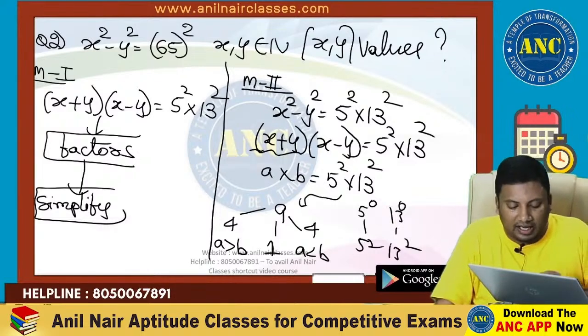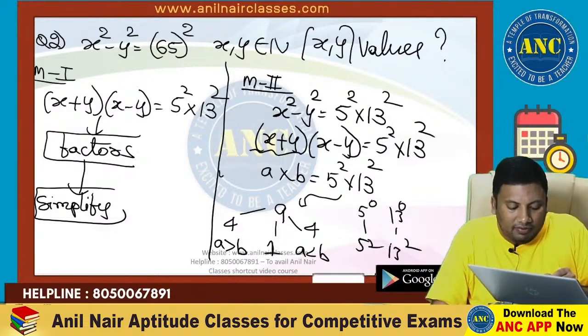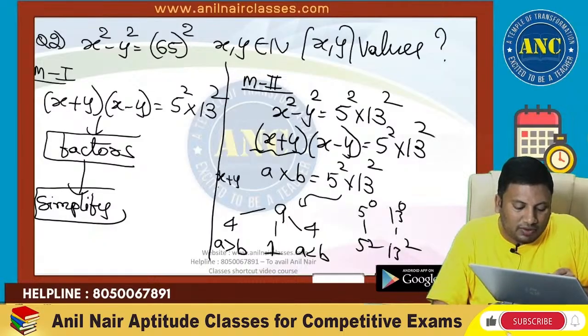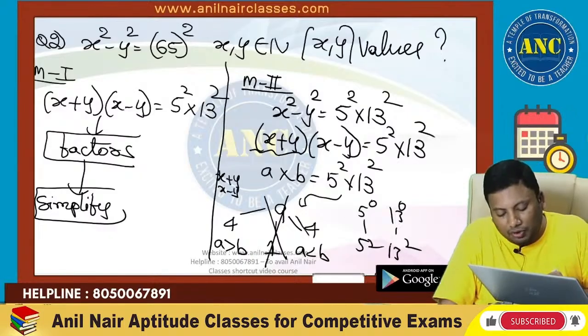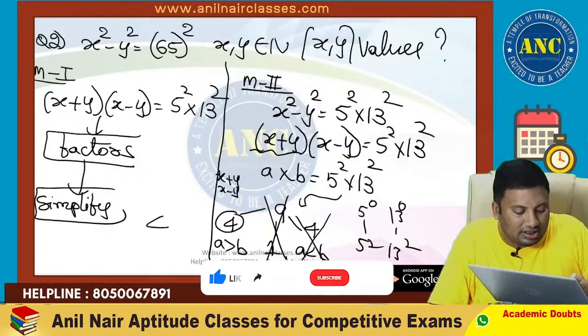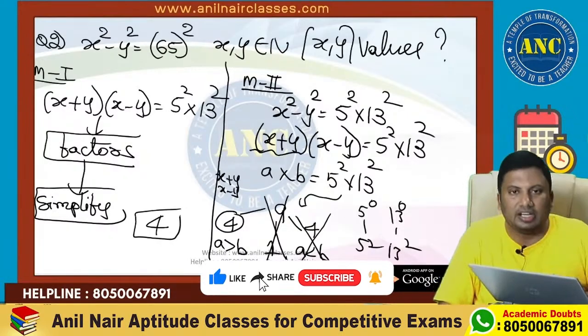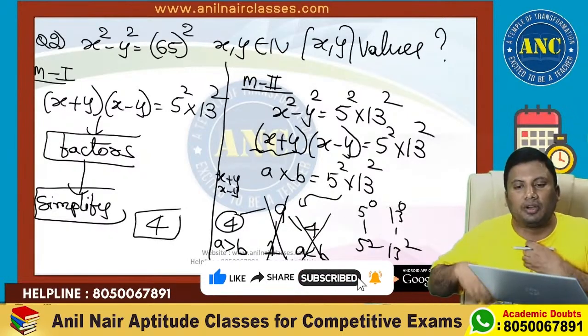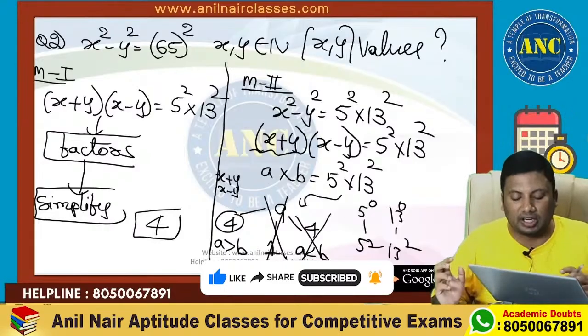I hope it is clear. If A is equivalent to B, then x plus y and x minus y are both equal, so one variable will be 0. The sum of 2 natural numbers can never be less than their difference. The answer is nothing but 4. Just by looking at the question, you will get the answer to be 4.